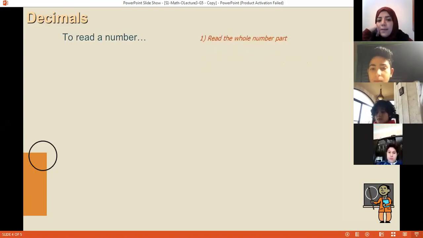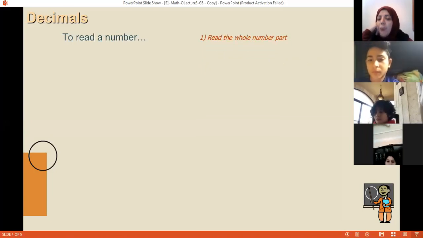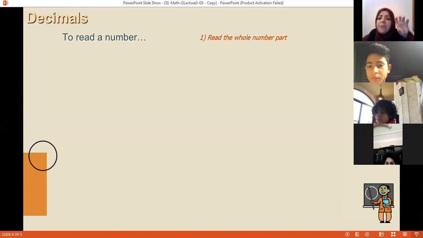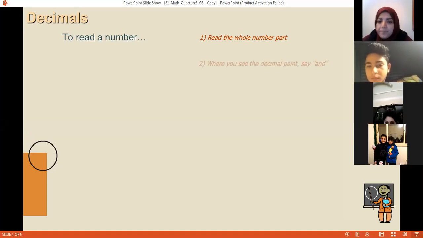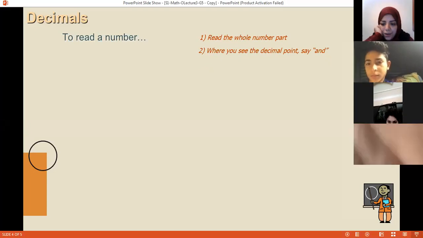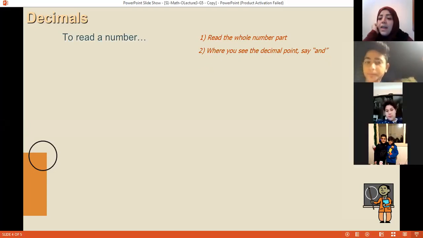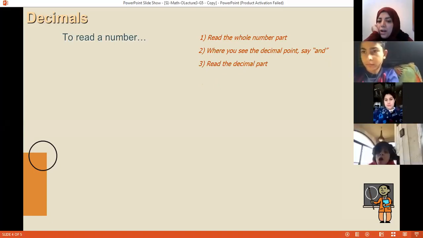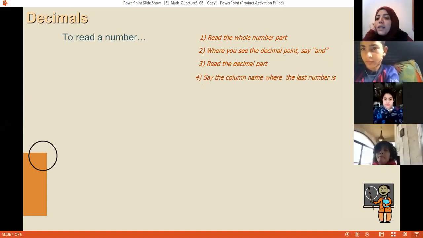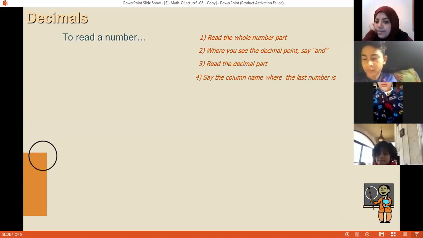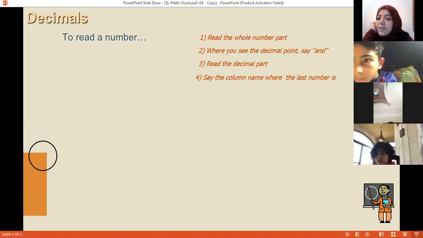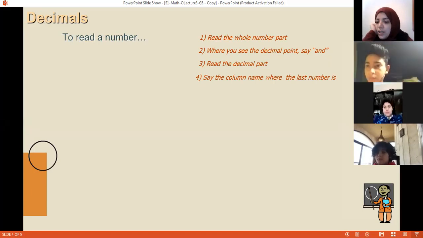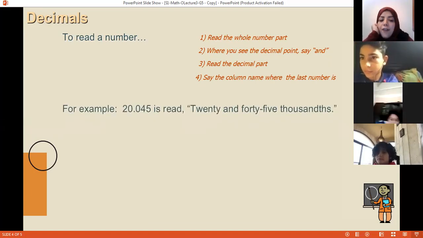So the first step is to read the whole part. We always start with the whole part, which is to the left. Then whenever I see the point, I replace it with and. Then I read the decimal part, but after reading the decimal part, you have to tell me where the number reached. Which place value did the number reach? Let us take an example.